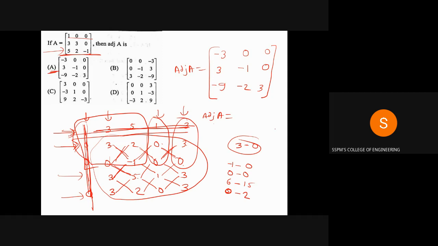We have calculated the adjoint of A, but what is the formula for A inverse? It is 1 upon determinant of A into adjoint of A. So if you can calculate the adjoint of A very fast, you can calculate A inverse as well. You have to calculate the determinant of A. So the right hand side will be solved, and you will get A inverse in the quickest way.